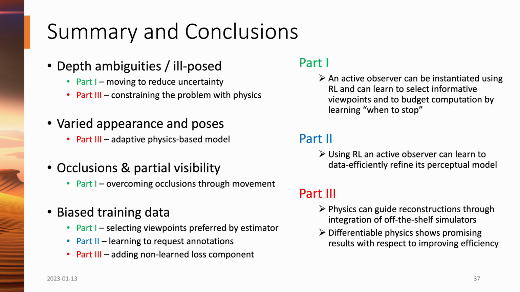In summary, the 3 parts of my thesis proposed different ways to improve visual perception, either through active exploration, active learning, or physical constraints, in ways which complement any improvement to the underlying neural network predictors and their training data.